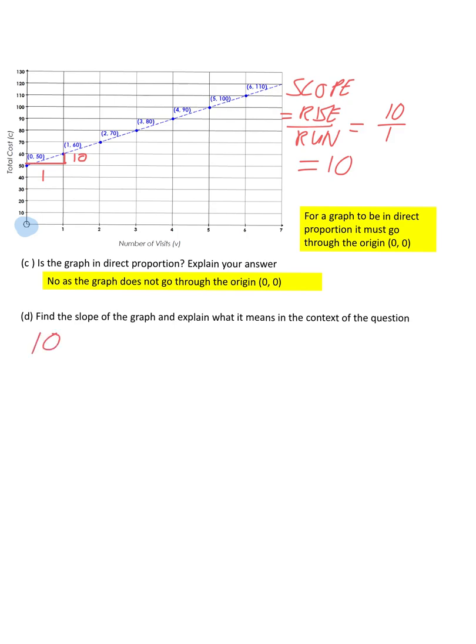And then we have to say what it means in the context of the question. So we can see that 10 represents the cost per visit. So €10 is the cost per visit.